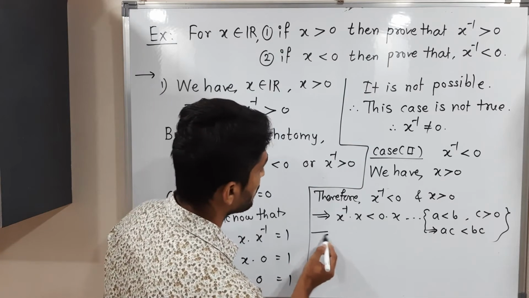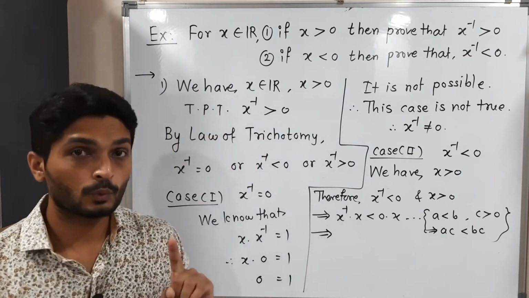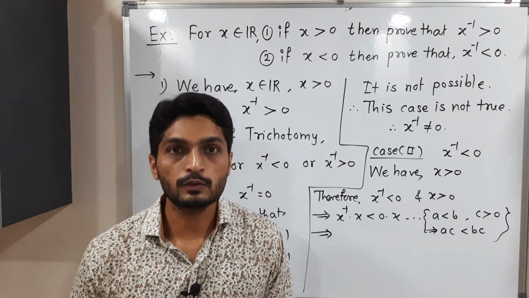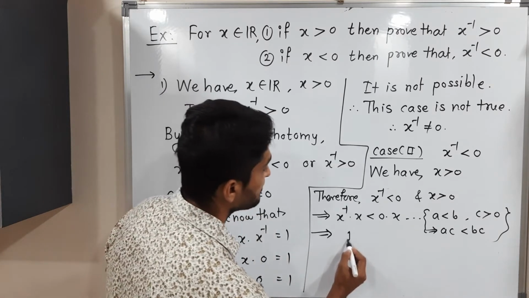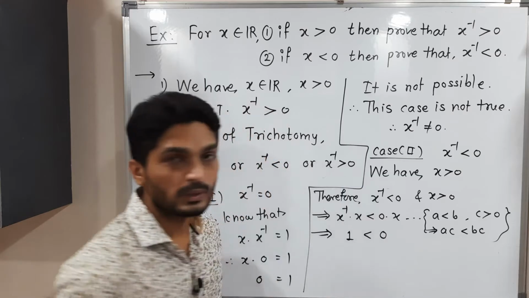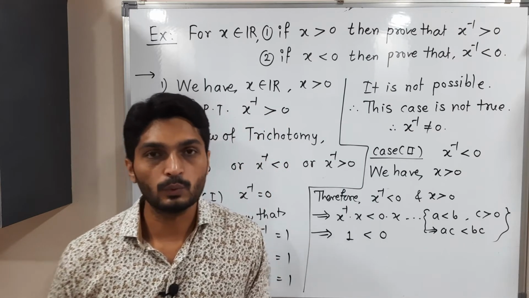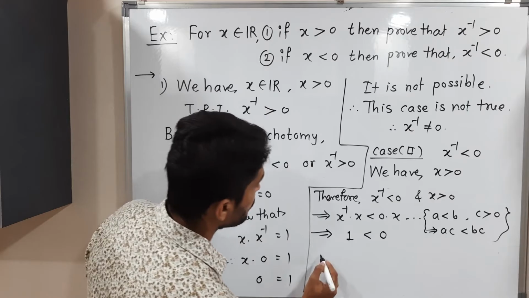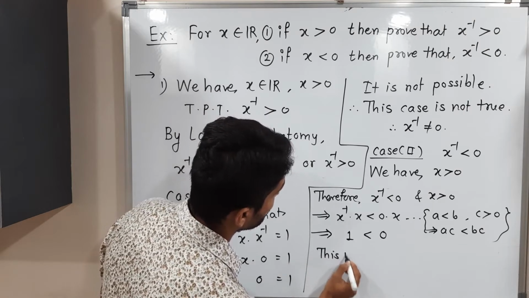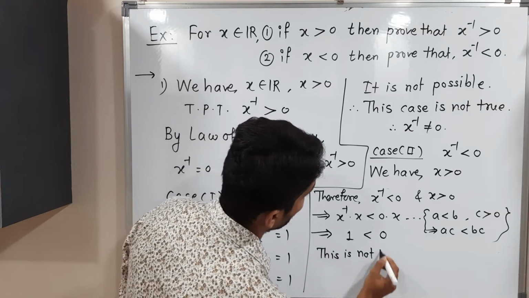What will happen? x inverse into x is 1, since these are multiplicative inverses of each other. And 0 into anything is 0. Is it possible that 1 is less than 0? No, 1 is greater than 0. So this is not possible.